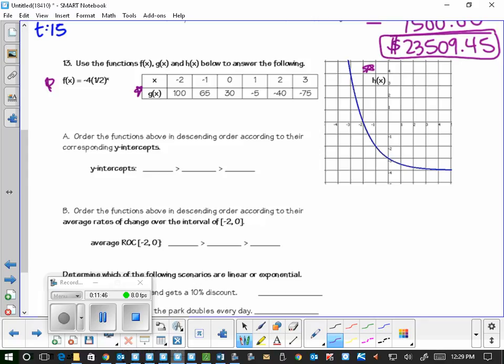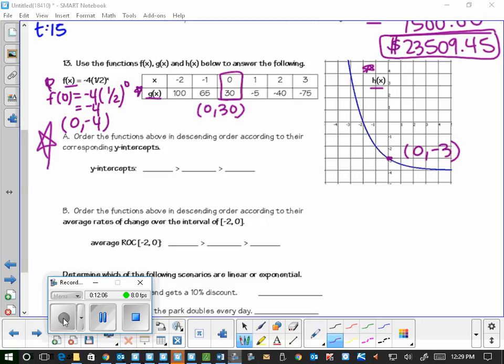Before I even do this, I want you to try these right now. I don't even want you to fill this in. I just want you to find the y-intercept for f of x, g of x, and h of x. Do that now. Here are your y-intercepts: 0, -4; 0, 30; and 0, -3. Now we're going to order them in descending order, which means the biggest to the smallest. Go ahead and put these in order.